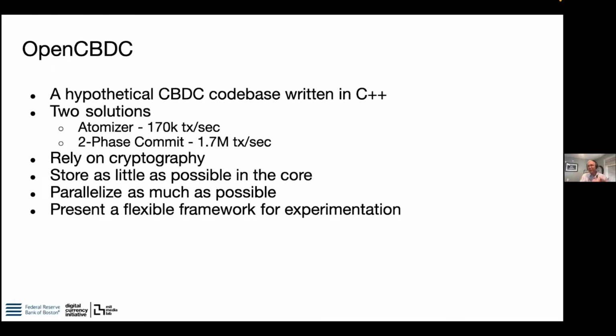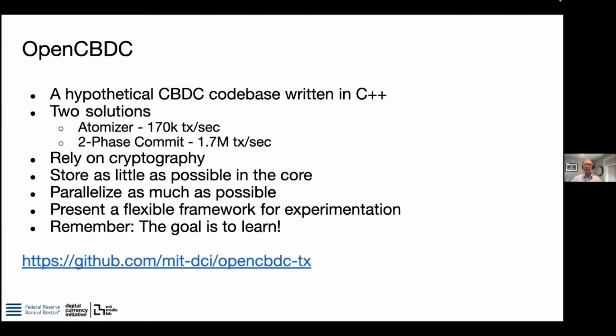So we want something that we can experiment with many different ways. And I suppose you're looking at two of them here, the Atomizer and the two-phase commit, as an example of how this core platform is able to support two really very different ways of approaching getting transactions settled. The goal here is to learn. We really want to cast a wide net and understand all the possibilities and options, all the dials and what happens when you turn them, is essentially the goal here.